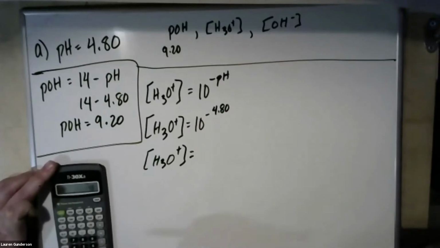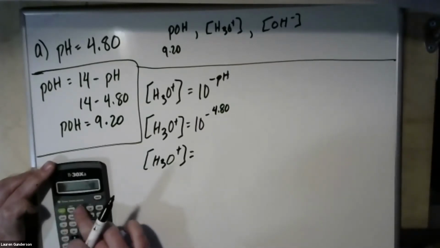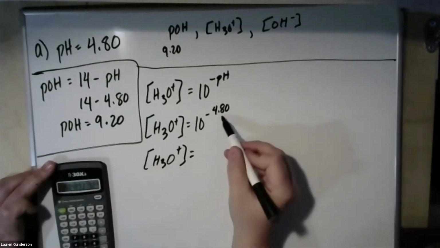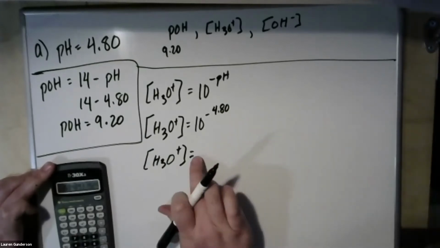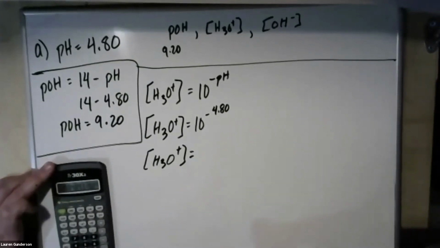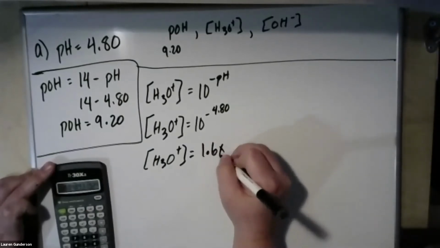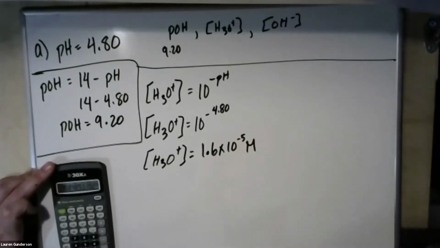So in my TI-30 calculator, I'll do the 4.8, hit the negative sign, and then I'll raise it to the 10. Okay, and again, if we have 2 decimal places in our pH, that means we're going to want 2 significant figures in our concentration. So we're going to round this to 1.6 times 10 to the negative 5 molar.